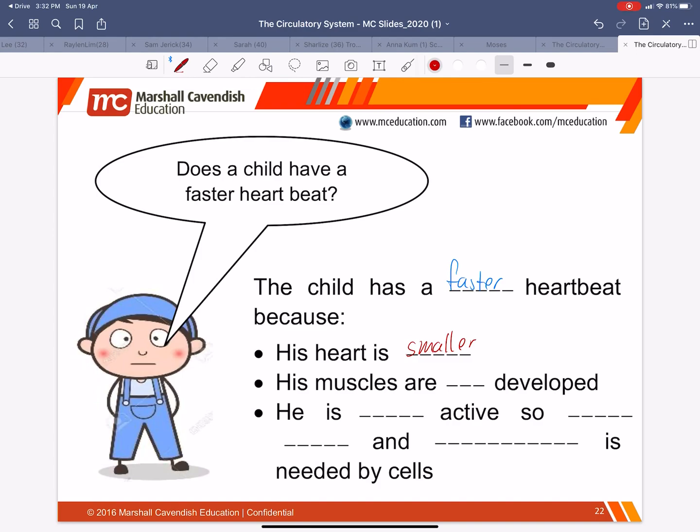Now his heart's muscles are also less developed. He is also more active. Alright, if you have a child running around and everything else. So more oxygen and more digested food is needed by cells. You know, I keep saying digested food.